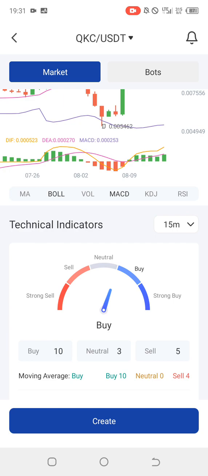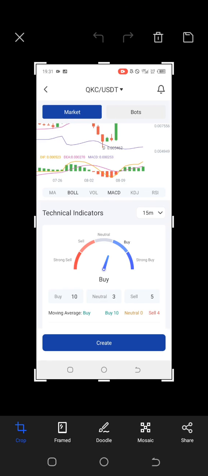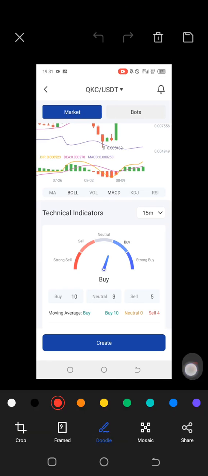So Royal Q added these new add-ons. It has been adding a lot of indicators. The previous ones were these here: we had the Bollinger Band, the volume, the MACD, the KDJ, and the RSI.